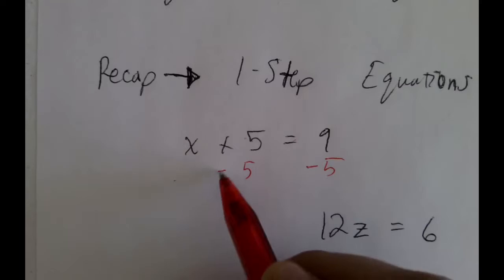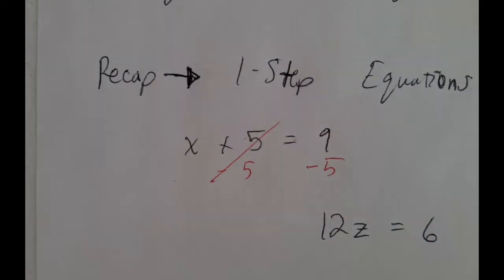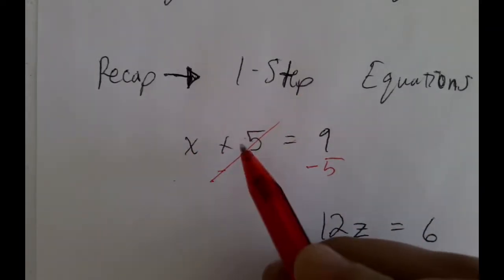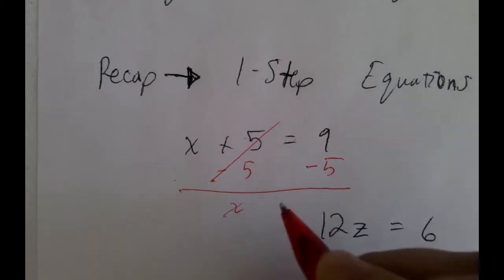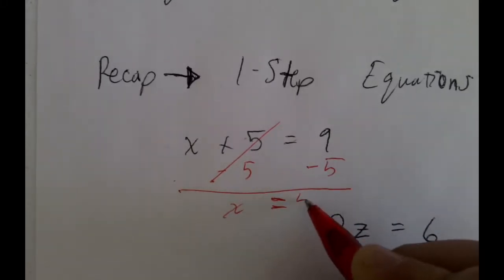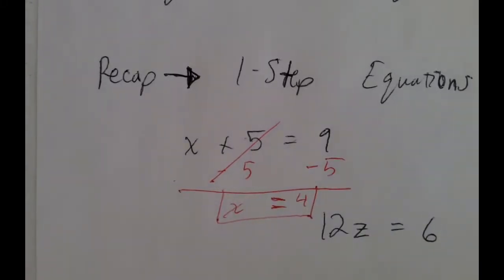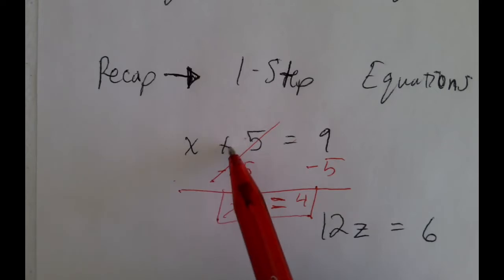Because 5 subtract 5 cancels out, and we effectively get 0. x plus 0 is just x. Now, we know it's still equal because we applied it to both sides, and now we can do a simple subtraction. 9 minus 5 is 4. So the answer to my problem is 4. Now we can go back and check it. 4 plus 5, is that 9?